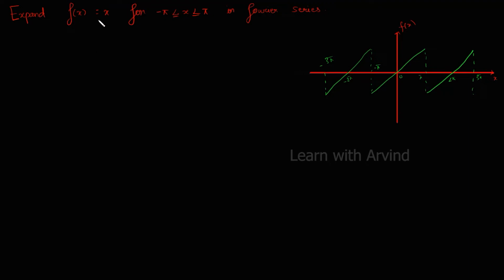Hey guys, this is Arvind and in this video we'll be expanding f of x is equal to x in the range of minus pi to pi on Fourier series. Its diagram is given, which is nothing but a sawtooth wave.